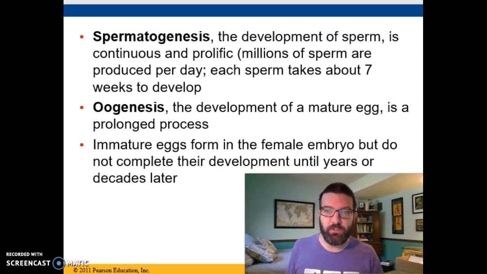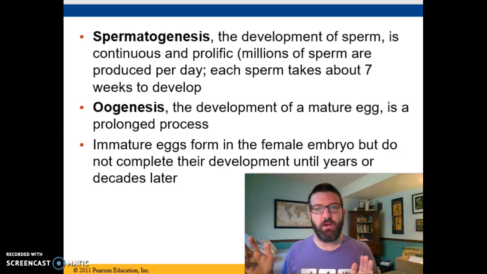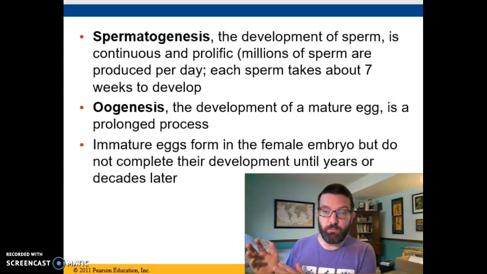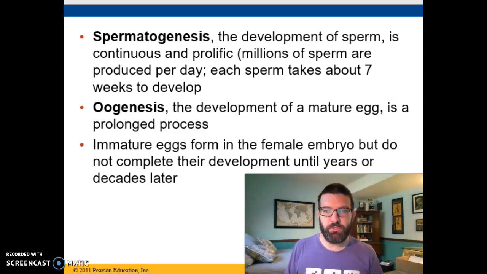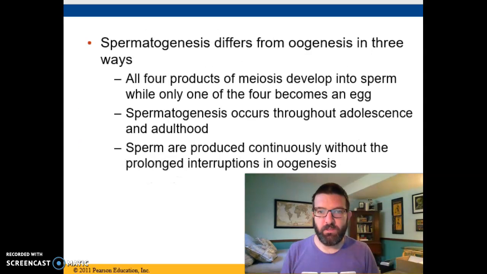Whereas the production of eggs, which is called oogenesis, begins, as I mentioned before, when the female is a fetus in her mother's uterus, 5 or 6 months along. Each of these eggs will begin the process, and they'll get arrested early on, and they won't continue the process until puberty, when once a month some of them will continue the process. And so it unfolds over years or even decades, the process of oogenesis.